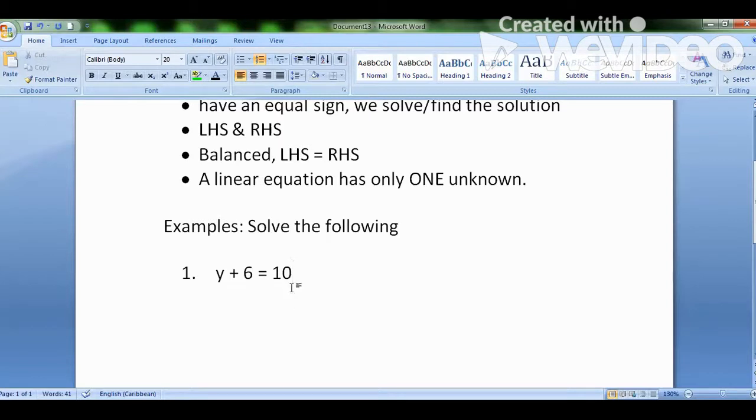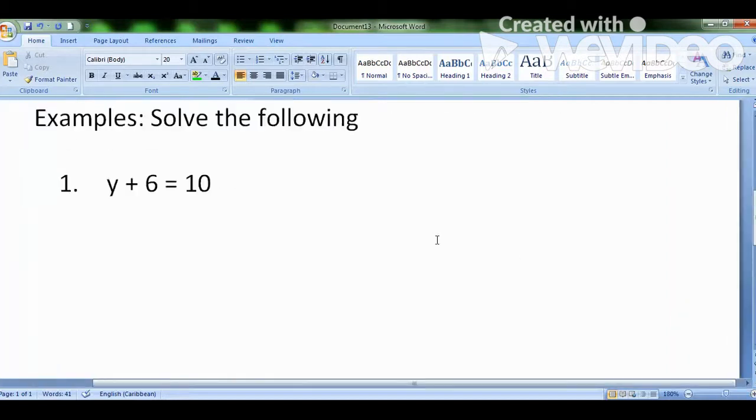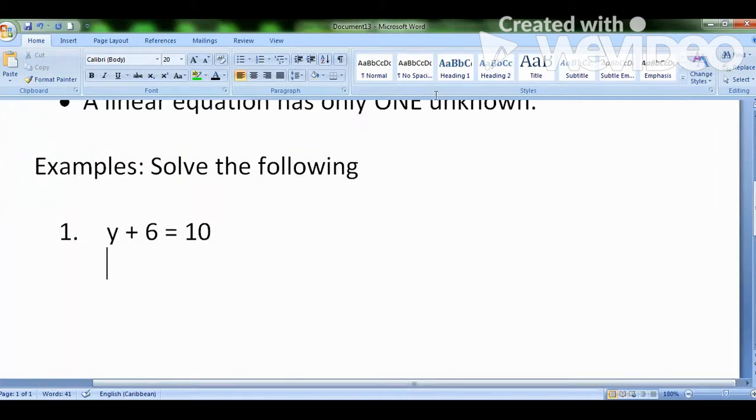But if I ask you to solve this, how do you solve this? Anybody have any ideas? Class? y plus 6 minus 6. Sir, based on the video, you said that whatever we do to the left side, we do to the right. So I think you say y plus 6 minus 6 equal 10 minus 6. Very good. I watched the video.